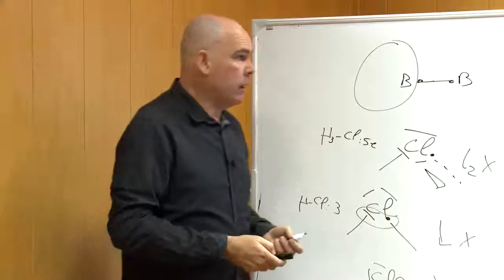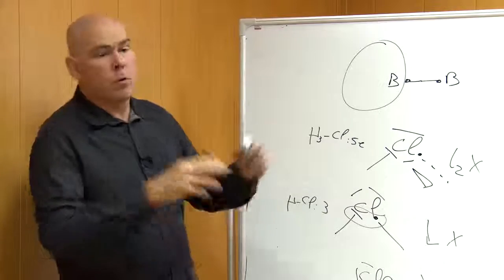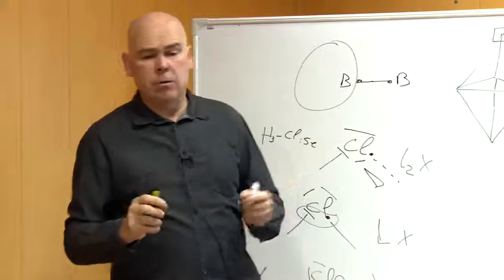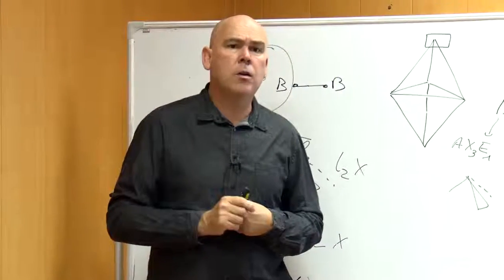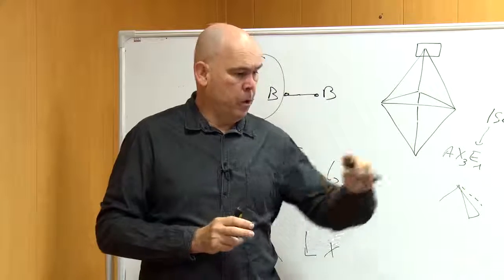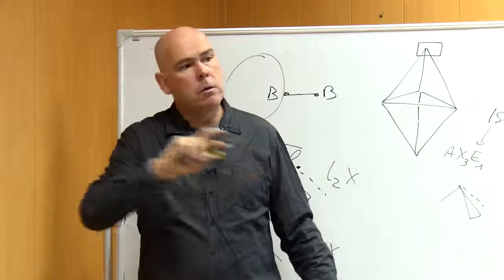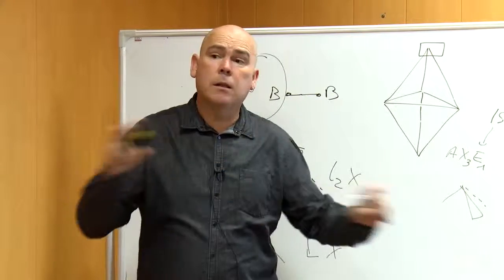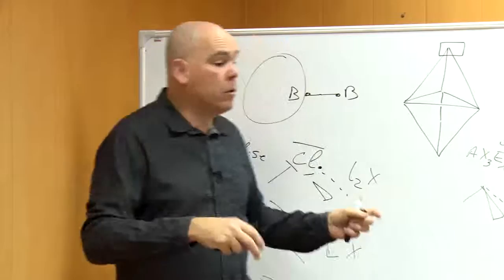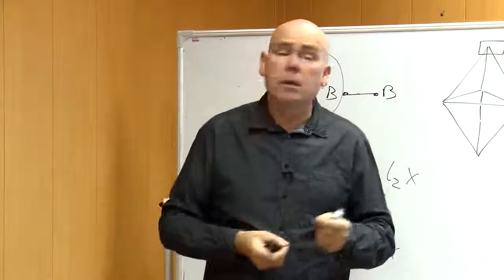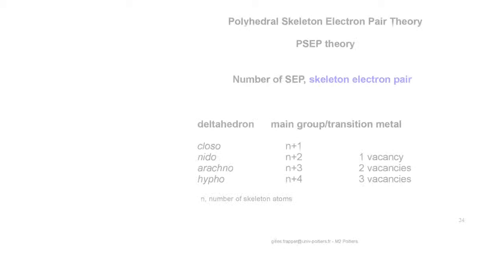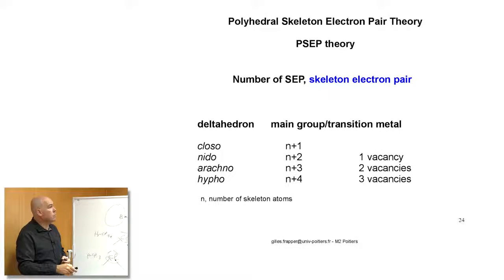Okay, so now I will finish with another way of counting the electrons, because you see that up to now we can rationalize using Wade and Mingos's rules only for clusters made of main group elements or transition metal elements. But sometimes you have a mixing in cluster chemistry. You may have main group and transition metal elements in the same cluster. So there is another theory. It's the polyhedral skeleton electron pair theory, PSEP.